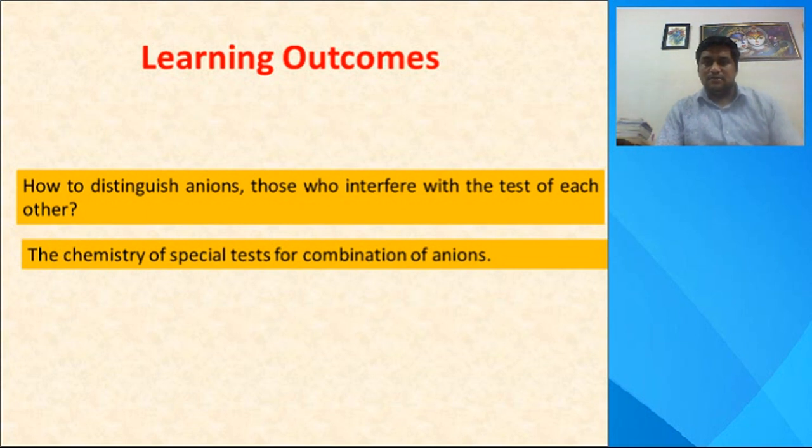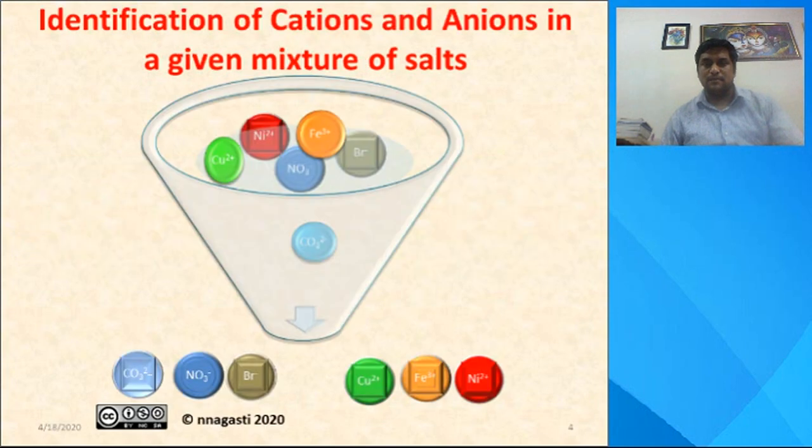So in this session, the learning outcomes are how to distinguish anions, those which interfere with the test of each other, and the chemistry of special tests for combination of anions. A mixture of salts is given. We need to identify what are the anions present and cations present. In this lesson, we will discuss analysis of anions only, and that too analysis of combination of anions.